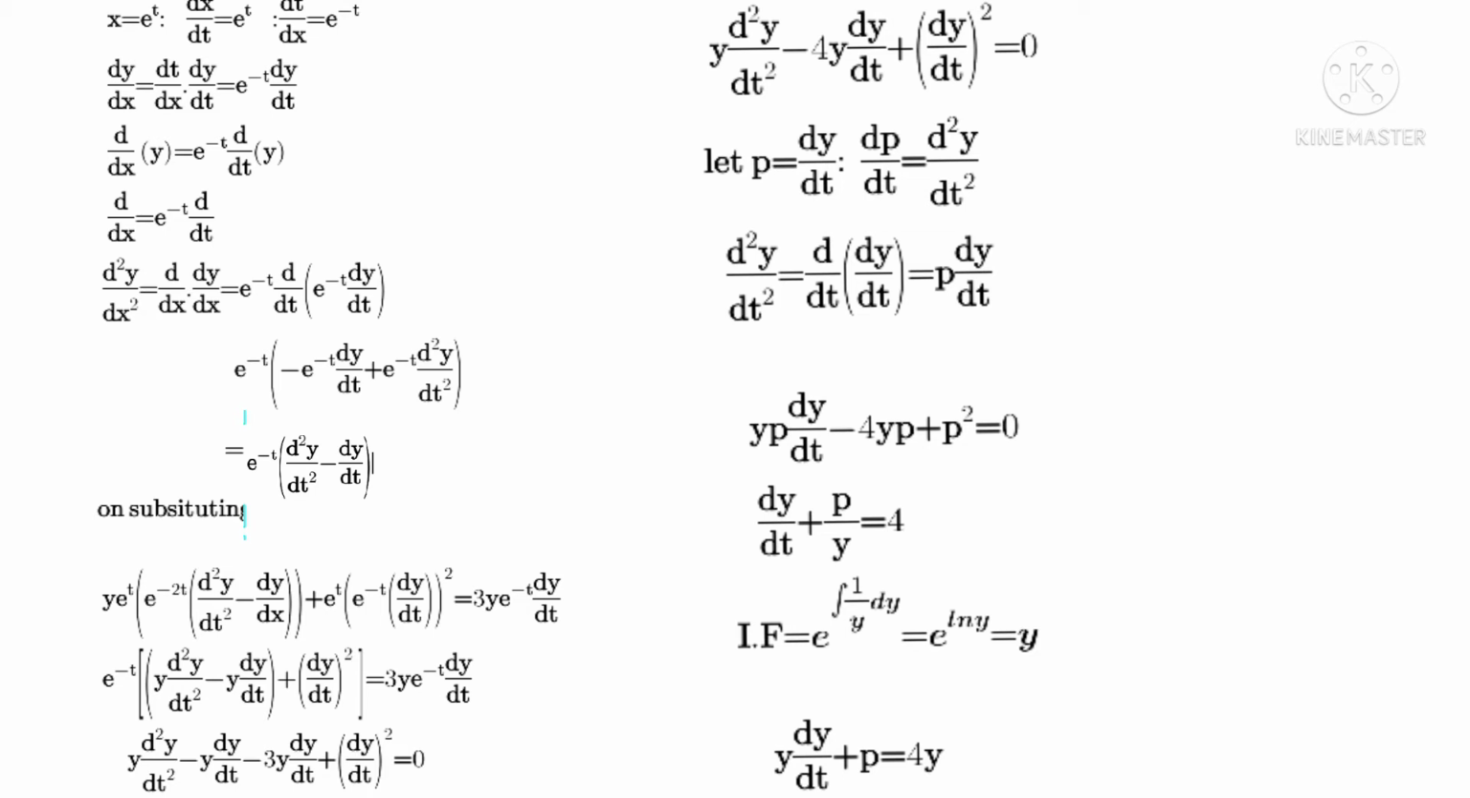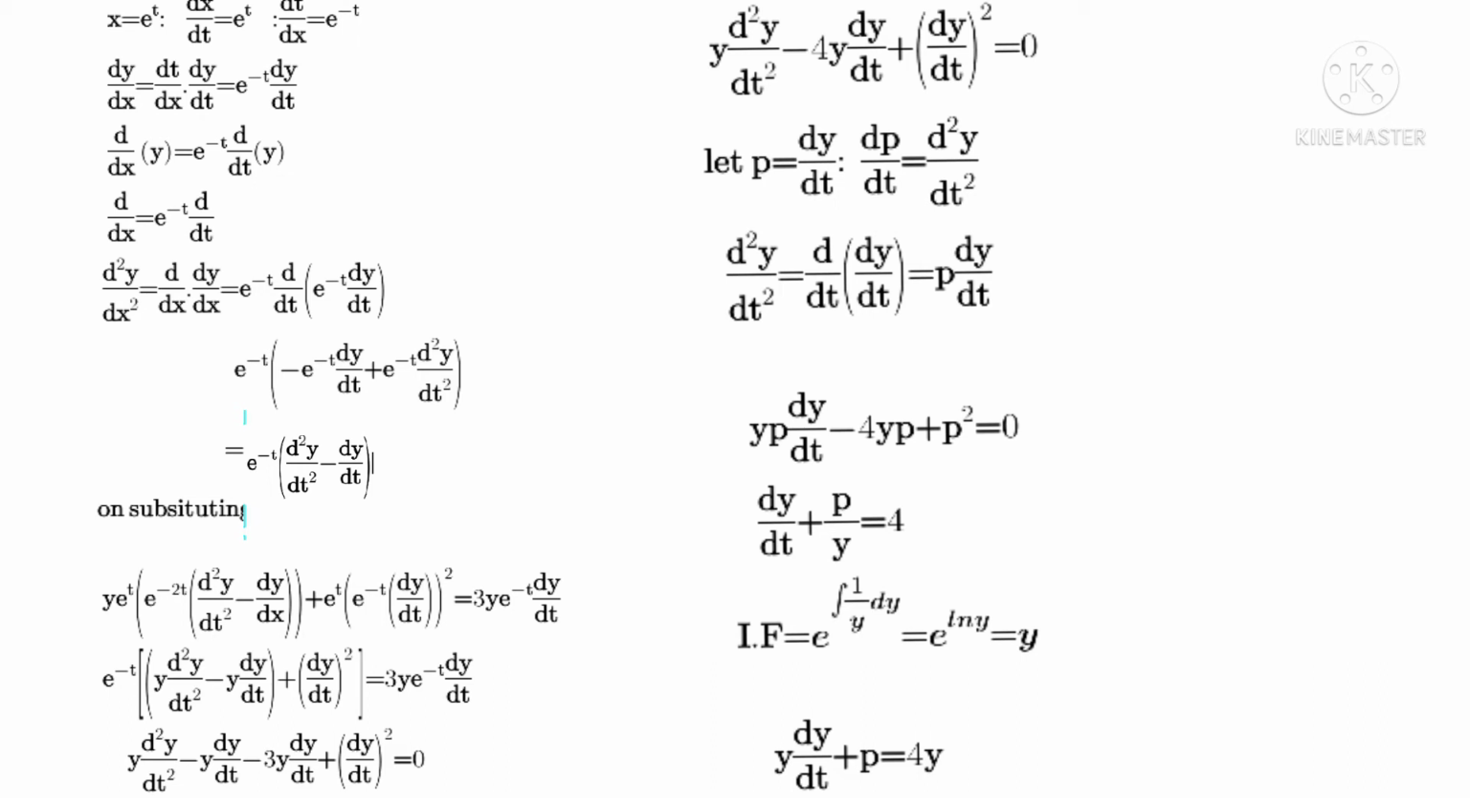So we let p be equal to dy/dt, such that dp/dt is d squared y over dt squared. But don't forget, d squared y/dt squared can still be written as d/dt times dy/dt. But dy/dt is already given as p, so we have it to be p dp/dy. So we substitute back again. We have our next expression to be y p dp/dy minus 4yp plus p squared equals 0. So when we divide through by yp, we have dp/dy plus p over y equals 4.